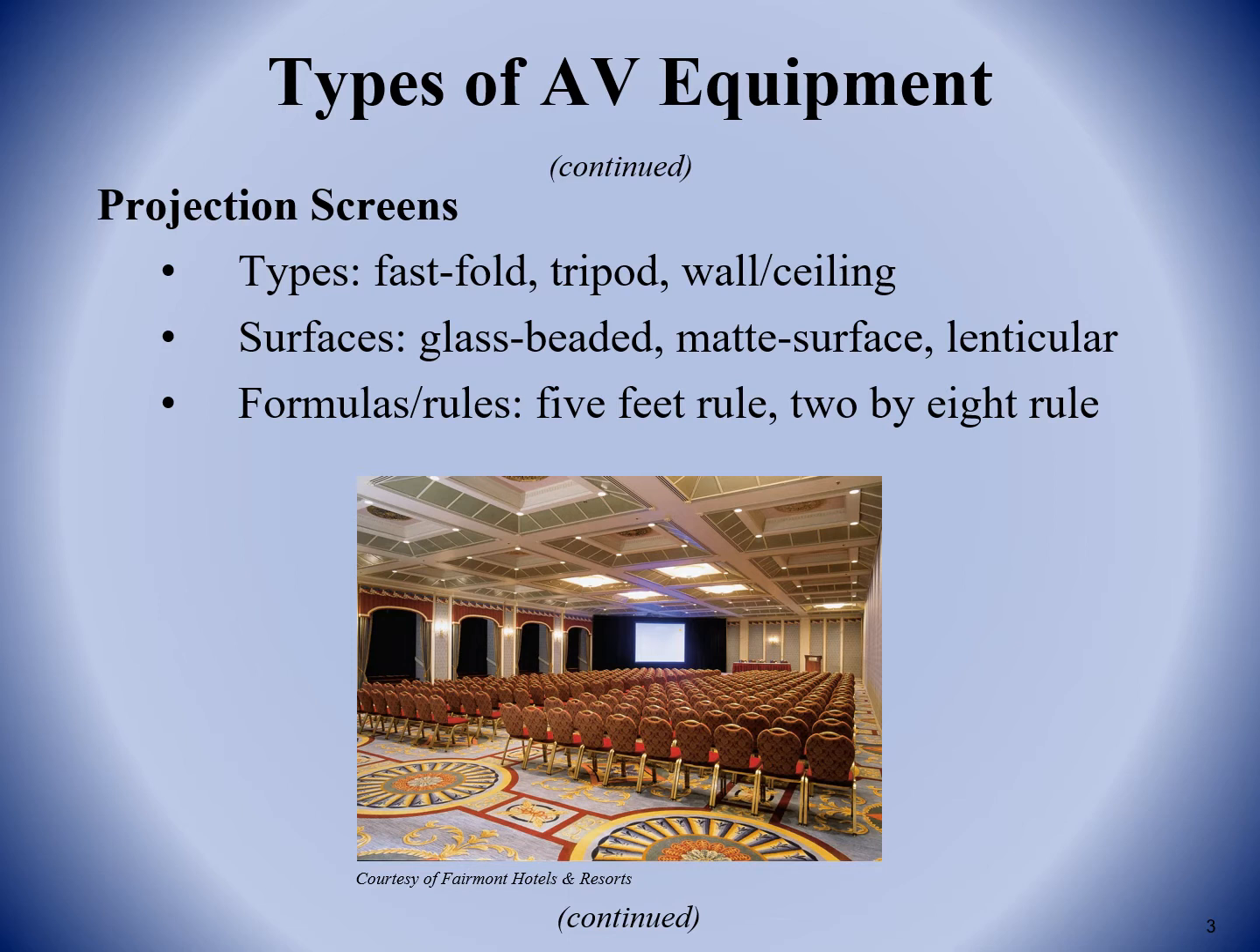As far as this 5 feet rule, a 2x8 rule, this basically says that no person should be seated closer than 5 feet to a screen. Okay, and then this 2x8 rule says that nobody should be seated as close to the stage as 2 times the height of the screen, and they shouldn't be seated further away than 8 times the height of the screen.